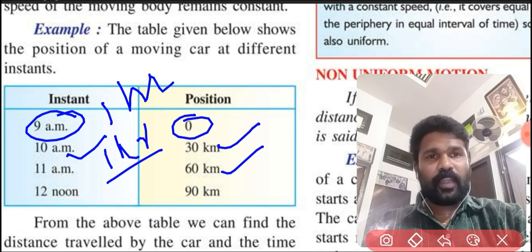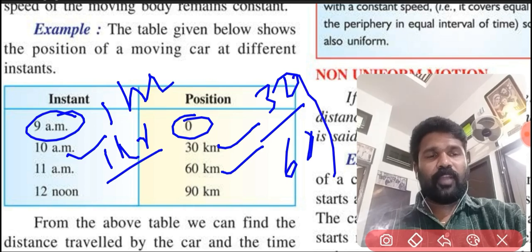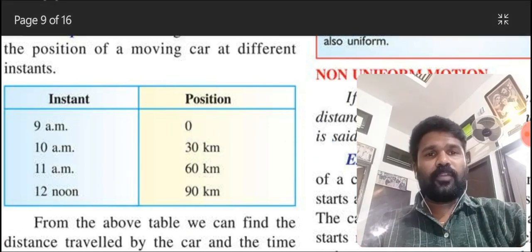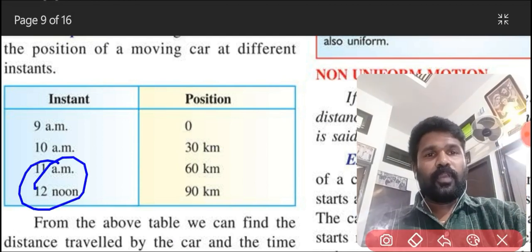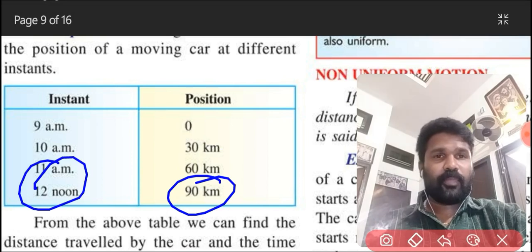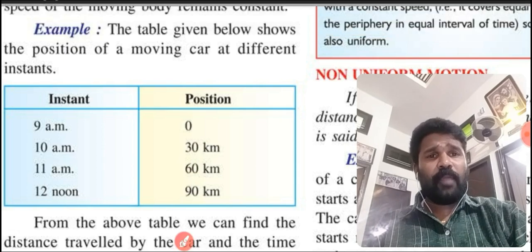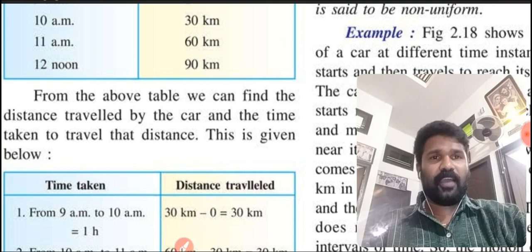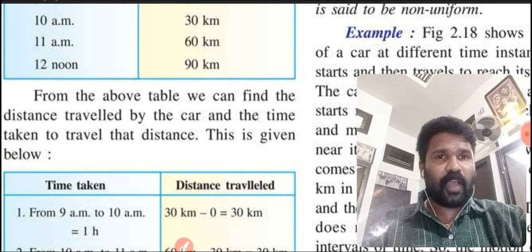You see, in between 30 and 60, what is the difference? 30 kilometers, okay? And 11 to 12, the car reached or covered 90 kilometers. And from the above table, we can find the distance travelled by the car and the time taken to travel that distance.